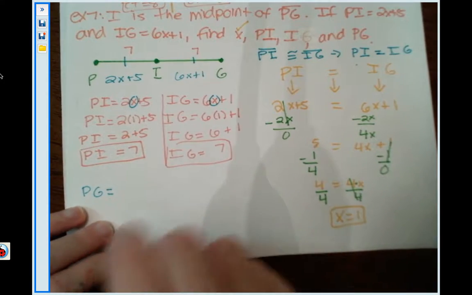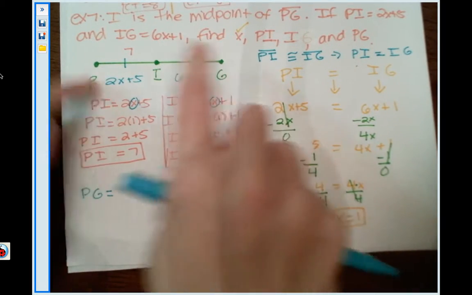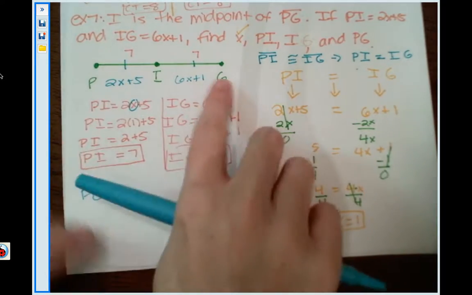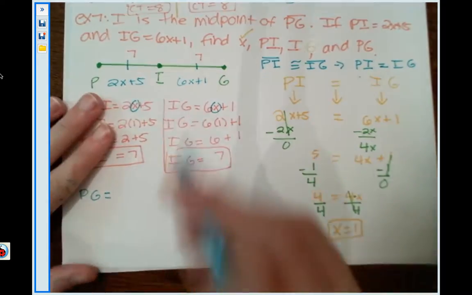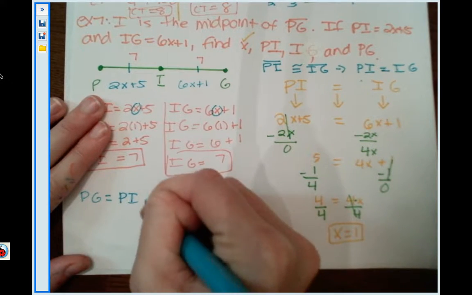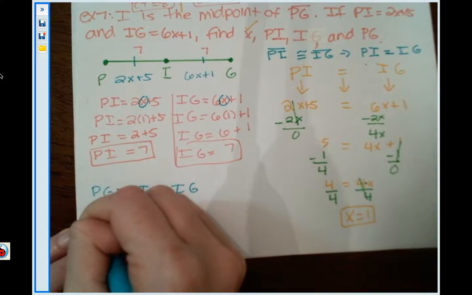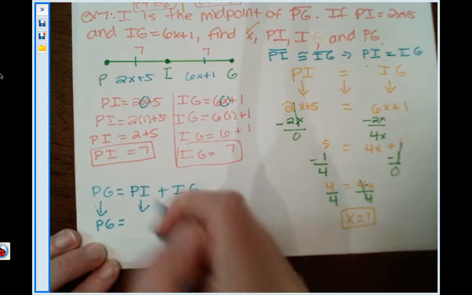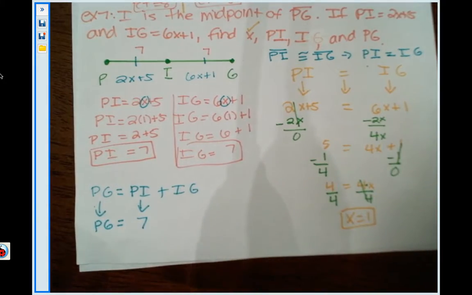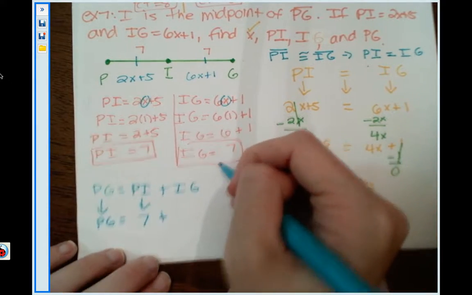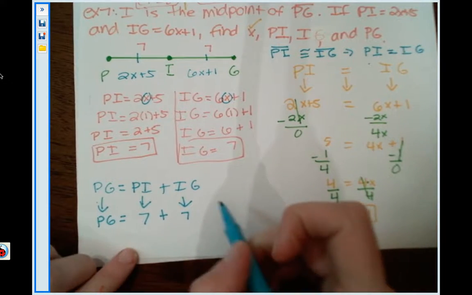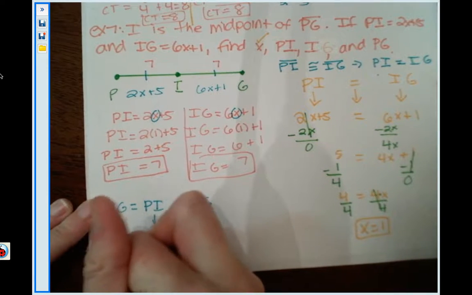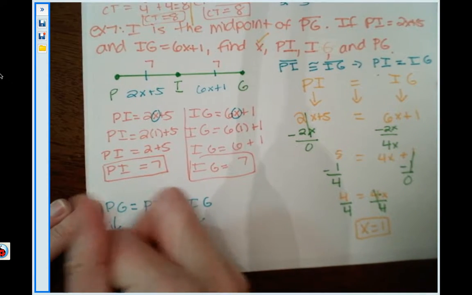This is called the segment addition postulate, which states the entire segment equals the segments that are within it added together. So PG, the whole thing, will equal PI plus IG. All right, so I'm going to bring down my PG. PG equals my PI, which equals 7, so it's going to transform into the 7, plus my IG, which also equals 7. So my IG just transformed into the 7. And 7 plus 7 is 14. So my PG is 14.